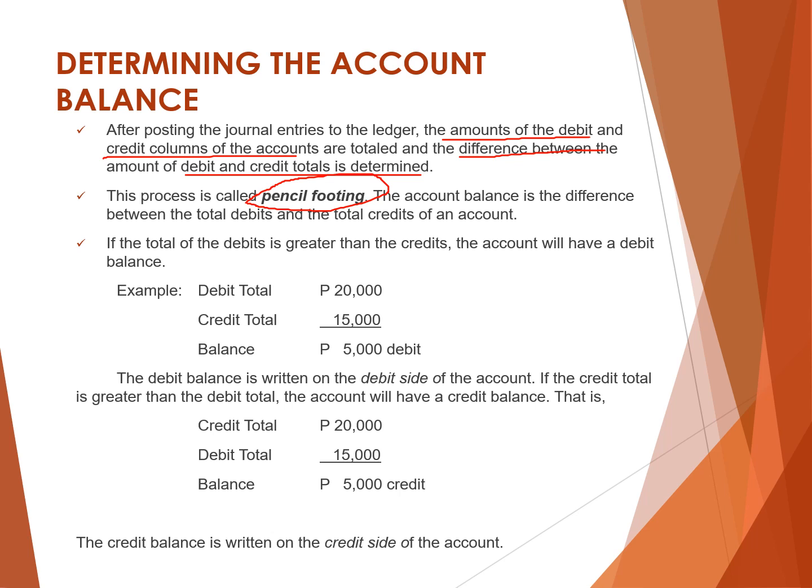Ito yung example dito. For example, debit balance ito. Ang total debit daw ay 20,000. Ang total daw ng credit ay 15,000. Parang ganito yan, parang kung sa ledger, kung T account natin, dito yung 20K, okay? Dito yung 15K.